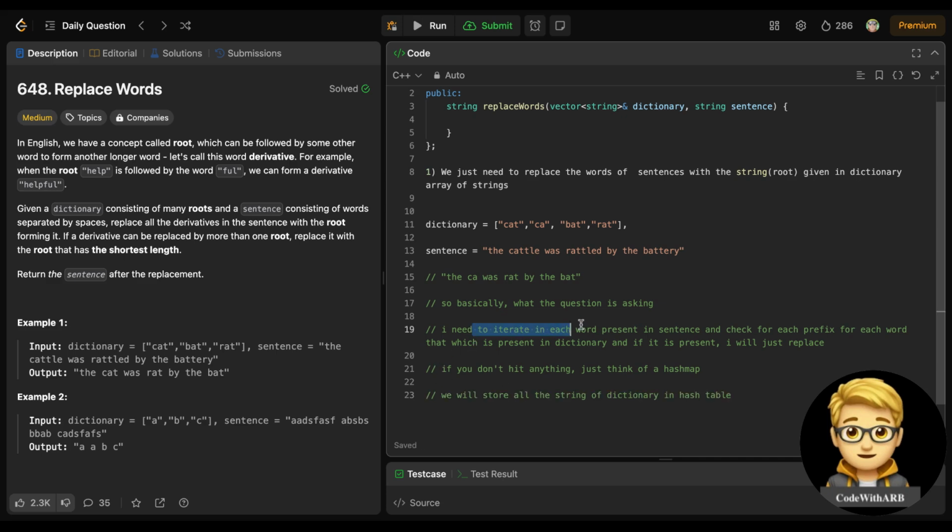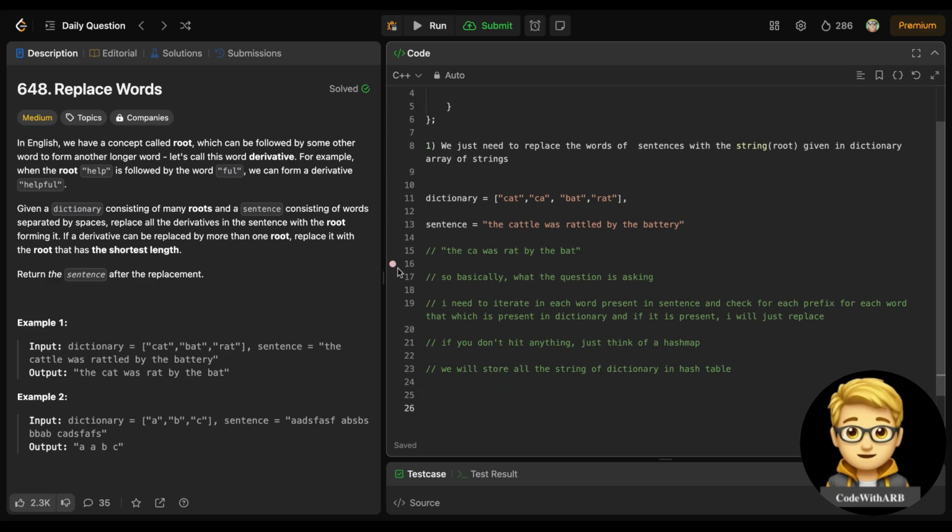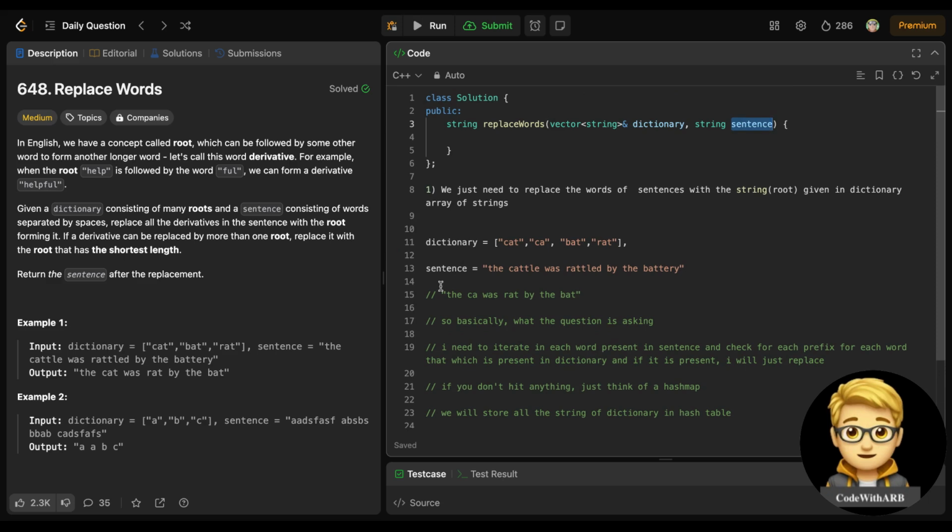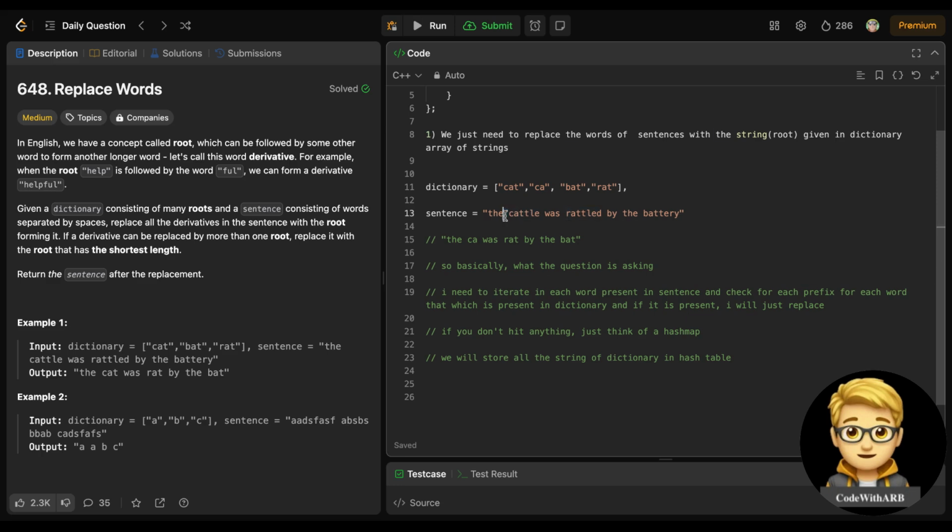We will move through the word, and if the word is present in the hash table, it means I can replace that word. If you see here, the sentence is a string. Whenever a space comes and it is separated by a space, it means I got a word. While doing that, while inserting the characters, I will also check dynamically whether this prefix is present in my dictionary or not. And if it is present, I will just replace it with that root.